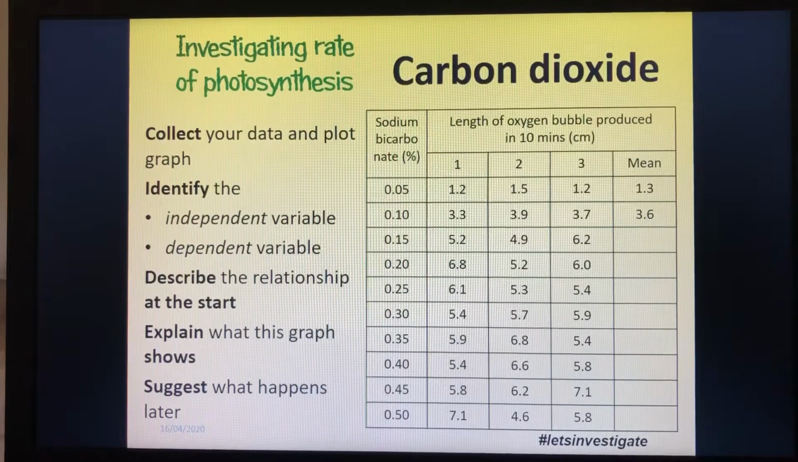Okay, so here are all of our results that we gained, and it's now your opportunity to calculate all of those means yourself using your calculator. If you need more time, pause now.